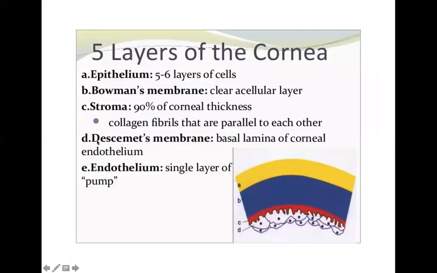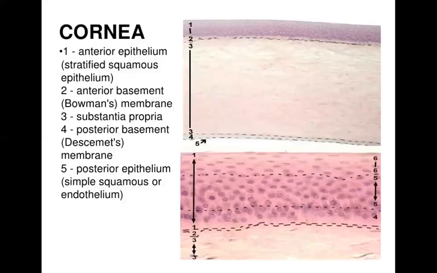Now, these are again its 5 layers. The epithelium is made up also of 5 to 6 layers of cells. Your Bowman's membrane is a clear acellular layer. The stroma is the thickest among all the layers and contains your collagen fibrils. Your Descemet's membrane is also called the basal lamina of your corneal endothelium. And the endothelium is the innermost layer that also functions as a pump, a single layer of pump.